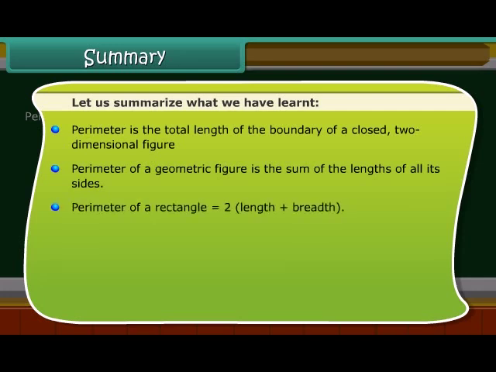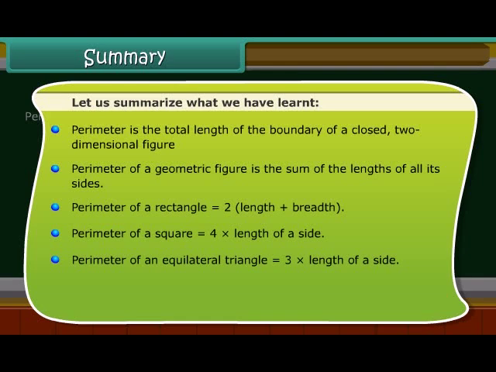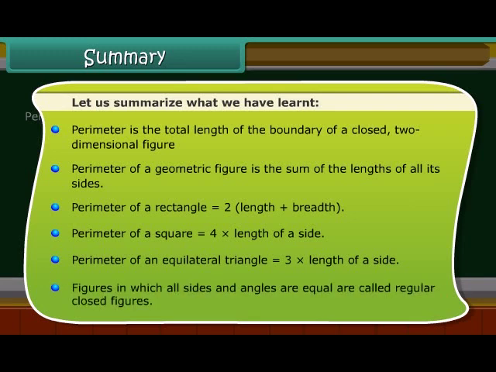Perimeter of a rectangle is equal to 2 into (length plus breadth). Perimeter of a square is equal to 4 into length of a side. Perimeter of an equilateral triangle is equal to 3 into length of a side. Figures in which all sides and angles are equal are called regular closed figures.